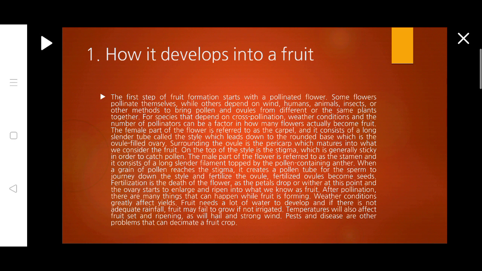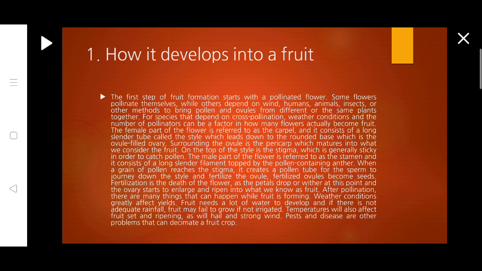Some flowers pollinate themselves, while others depend on wind, humans, animals, insects, or other methods to bring pollen and ovules from different or the same plants together. For species that depend on cross-pollination, weather conditions and the number of pollinators can be a factor in how many flowers actually become a fruit.